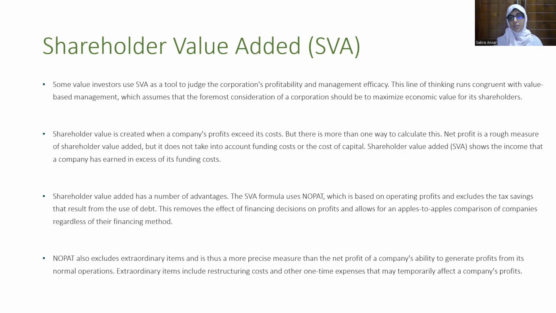It uses the NOPAT, which is based on operating profits and excludes the tax savings that result from the use of debt. This removes the effect of financial decisions on profits and allows an apples to apples comparison of companies regardless of their financing method. Now, NOPAT, or the net operating profit after tax, also excludes what? The extraordinary items, and is a more precise measure than net profit of a company's ability to generate profits from its normal operations. Extraordinary items include restructuring costs and other one-time expenses that may temporarily affect the company's profit.